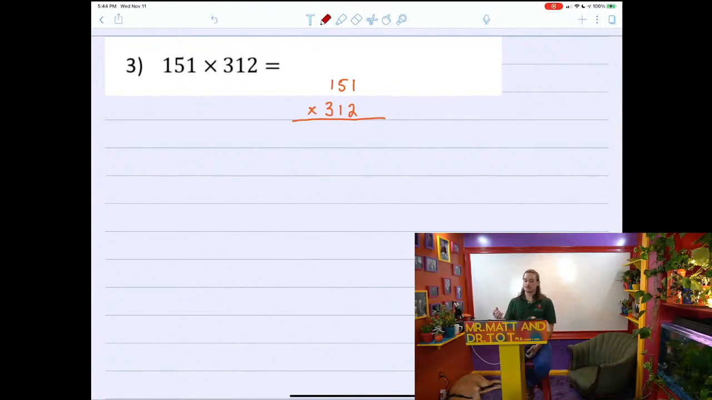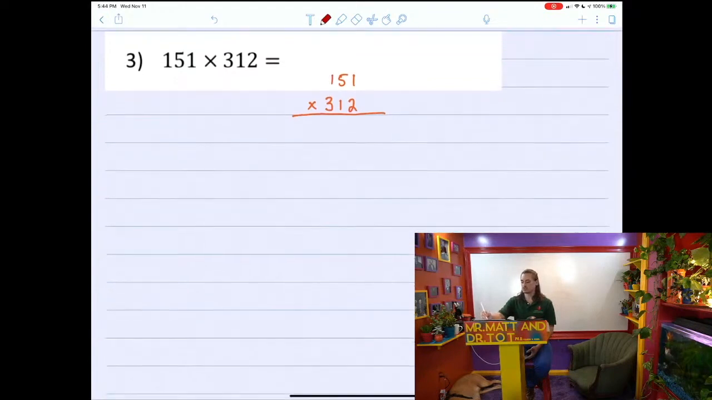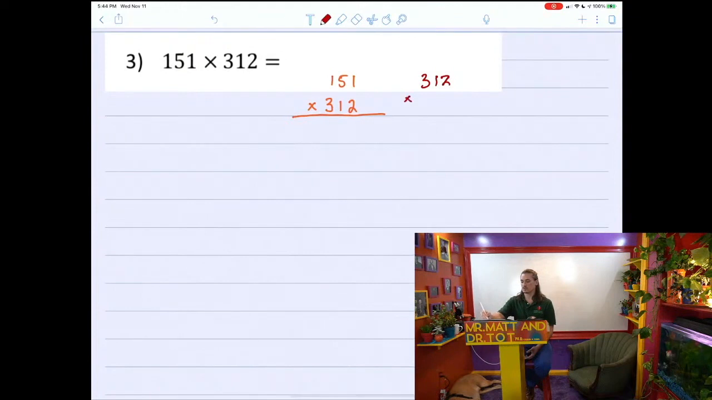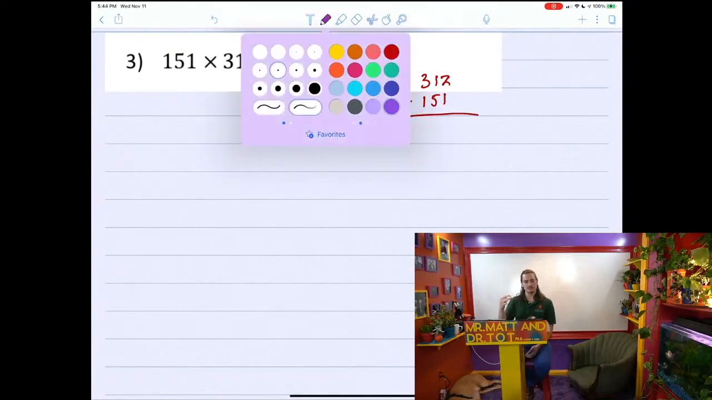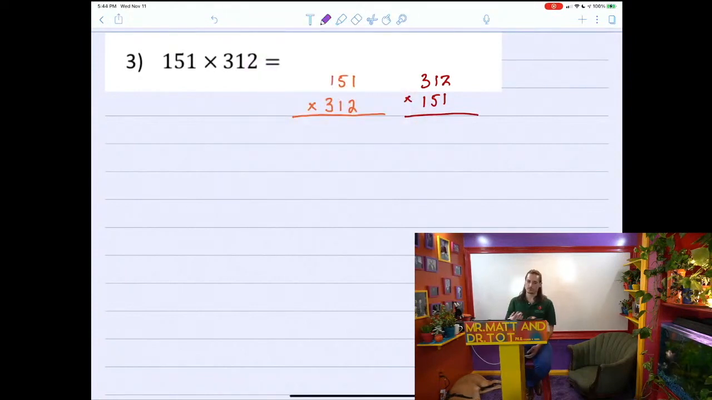Notice the way that I wrote this vertically, I put the larger one on the bottom, and I told you I usually put the smaller one on the bottom. It doesn't make any difference at all, but just to make sure that we do this consistently, let me go ahead and just change this to 312 times 151. But know that they're going to produce different values in the interim steps, but overall the result will be the same.